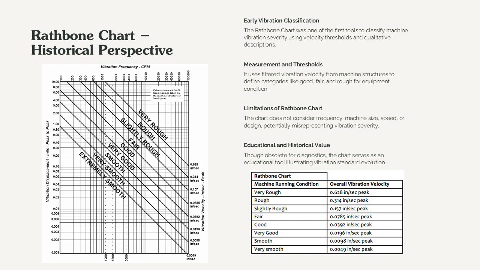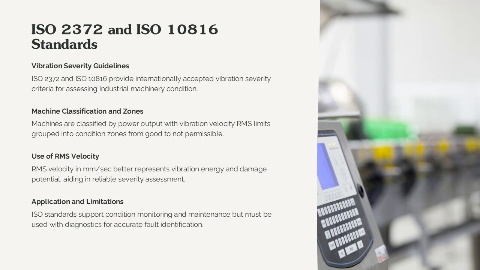treats them equivalently. Despite being considered obsolete for detailed diagnostics, the Rathbone chart remains useful as an educational reference. It illustrates the historical development of vibration standards and helps engineers understand why modern standards evolved. It also provides intuitive insight into the relationship between vibration velocity and perceived machine smoothness. In practice, the Rathbone chart should only be used as a general guide and never as the sole basis for engineering decisions.